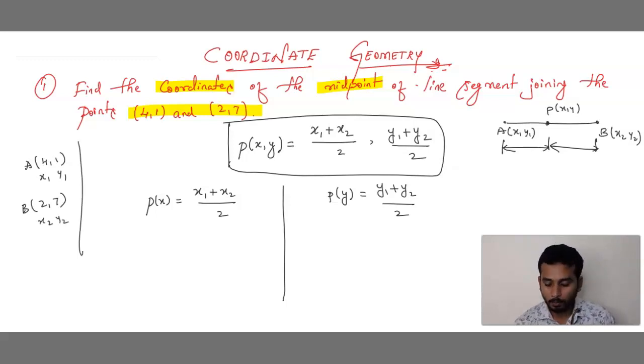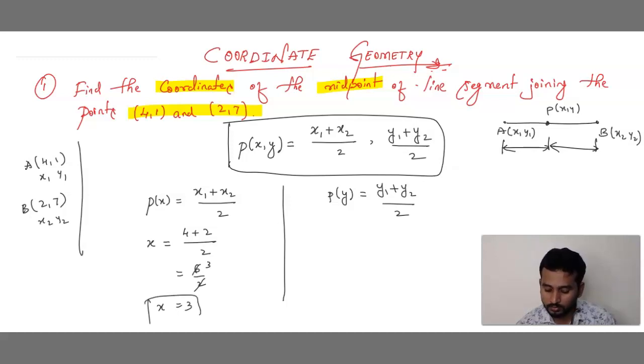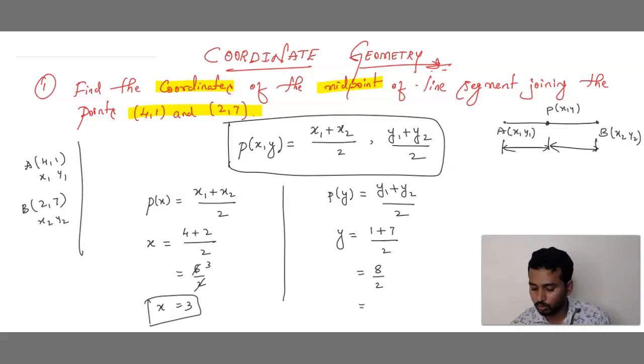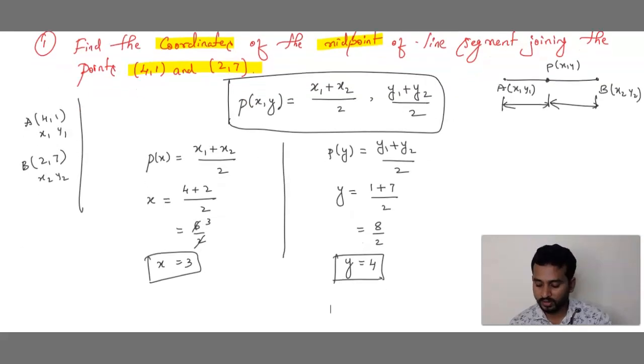Can we write this? P of (x, y), I will assume this as x. We are finding the x coordinate, which is equal to, what is x1? 4 plus x2, 2, by 2. 4 plus 2, 6 by 2. That is, 2 threes are 6, so x is 3. Same for the y coordinate. y is equal to y1, which is 1, plus y2, which is 7, by 2. 1 plus 7, 8 by 2. That's nothing but 4. So what is the value of y? 4.